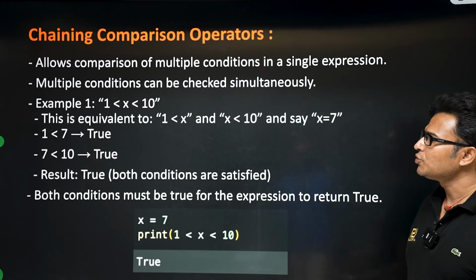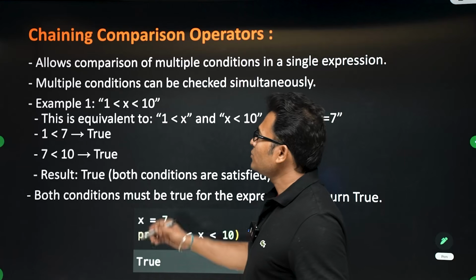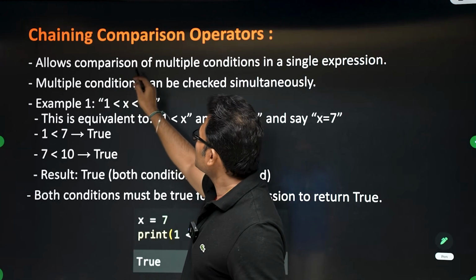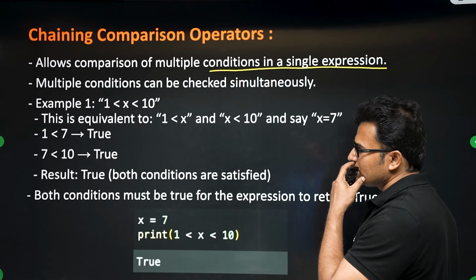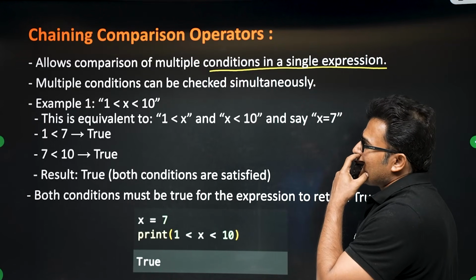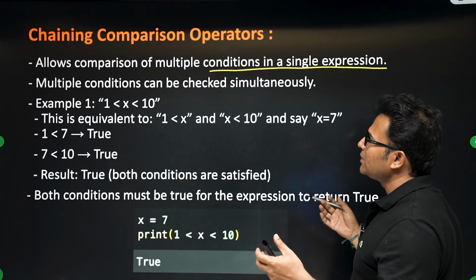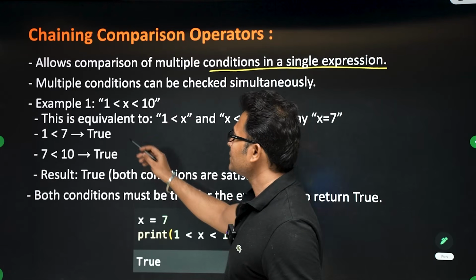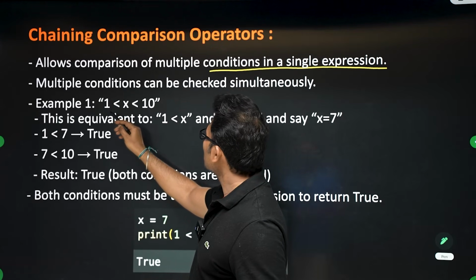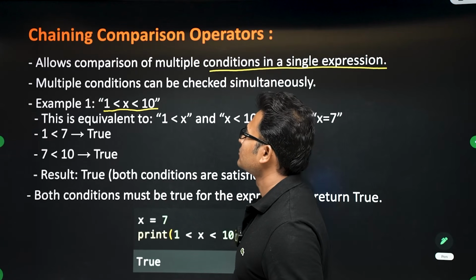Now, chaining comparison operators. So how are you going to chain them? Chaining allows comparison of multiple conditions in a single expression. So in a single expression, you can combine multiple conditions. For example, you can write something like this: 1 is less than x less than 10.